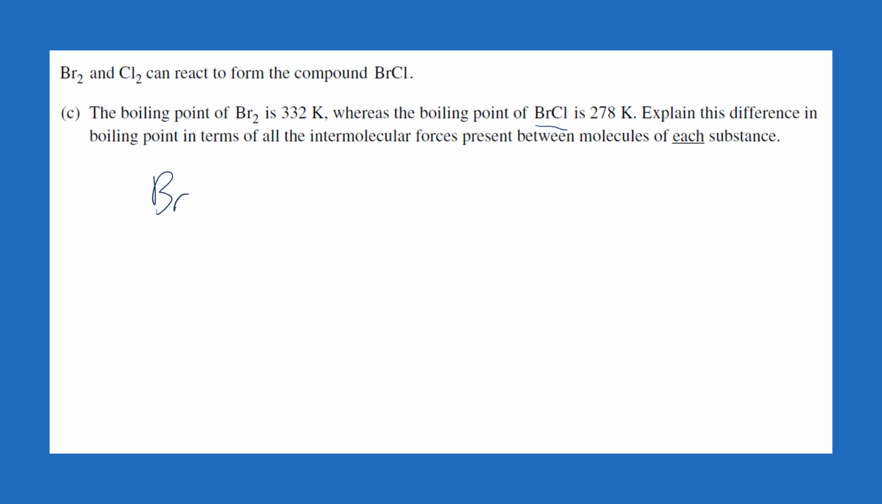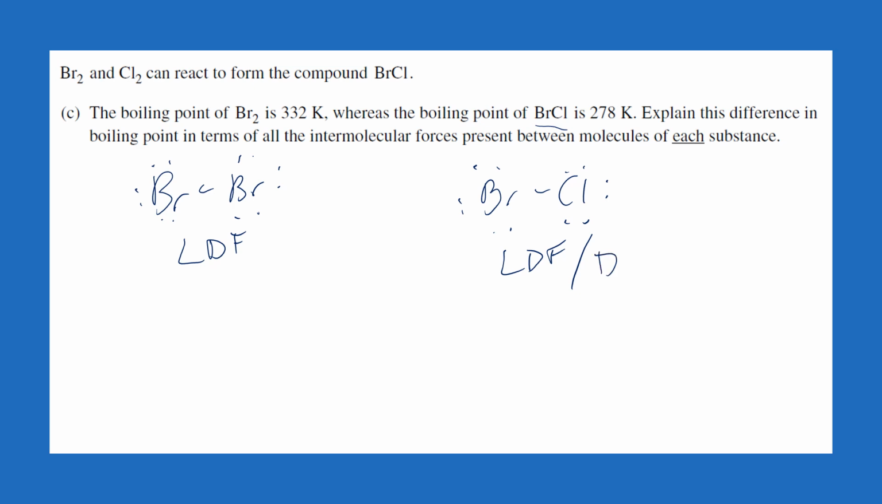Bromine is completely symmetrical and nonpolar, so it only has those London dispersion forces, whereas BrCl is slightly polar, and it has London dispersion forces and dipole-dipole interactions. So that's a point right there. It's just stating what intermolecular forces they have. Then we have to explain the difference.